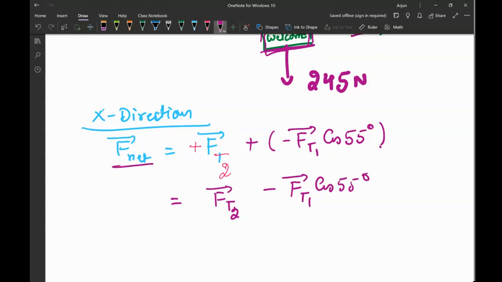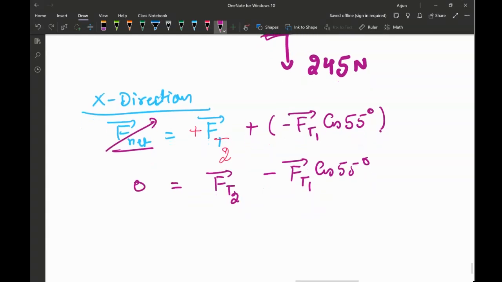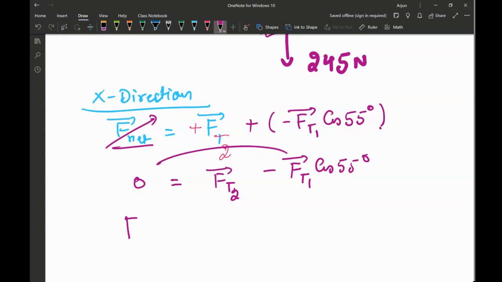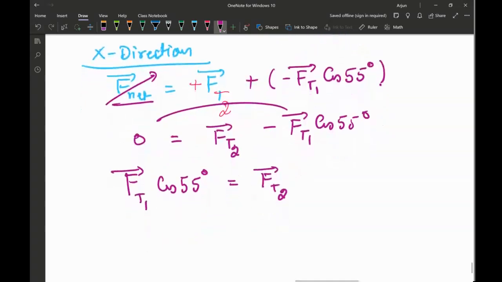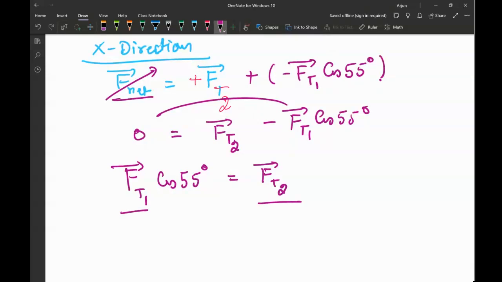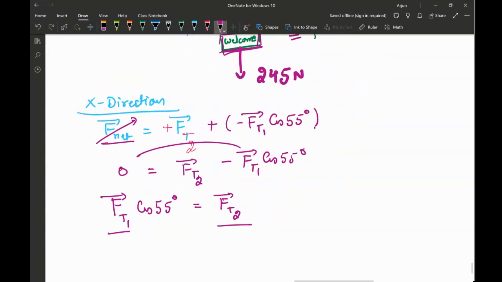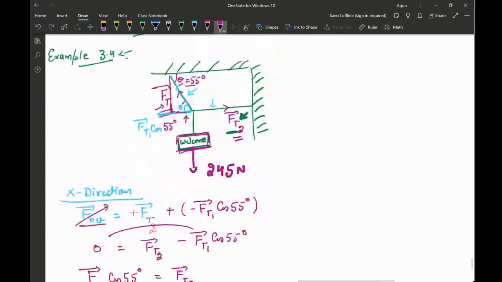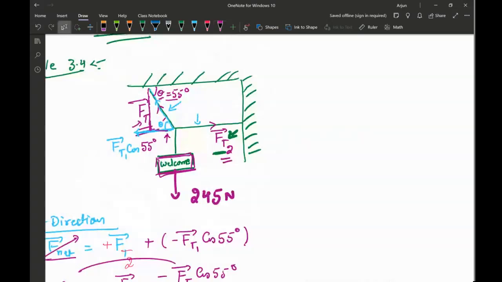How much is the net force if the object is not moving? This value will be equal to 0. Then I'm going to move this to the other side, so it becomes Ft1 cos of 55 degrees equal to Ft2. Now notice I cannot solve it further because I don't know Ft1, neither do I know the Ft2 value. So I'm stuck here. To solve this question, I'm going to move towards the y direction, like you used to do in projectile motion. If you cannot solve in one direction, you try to solve it in the other direction.